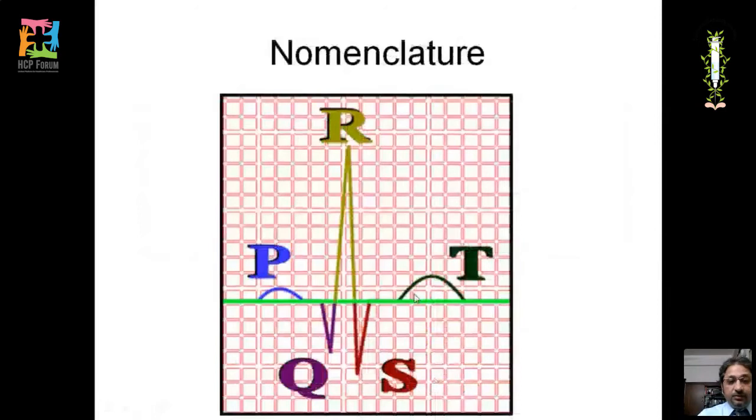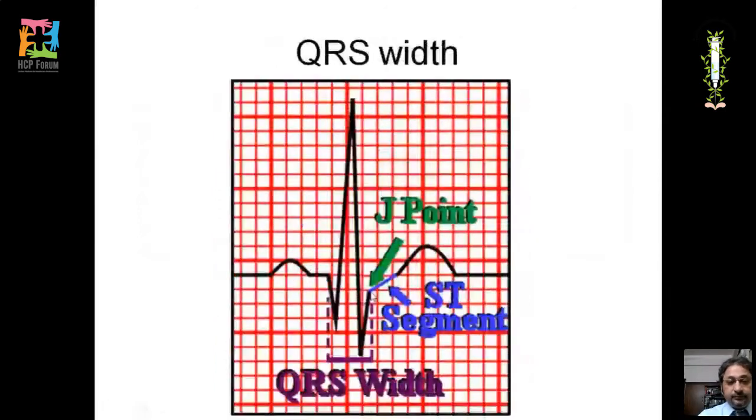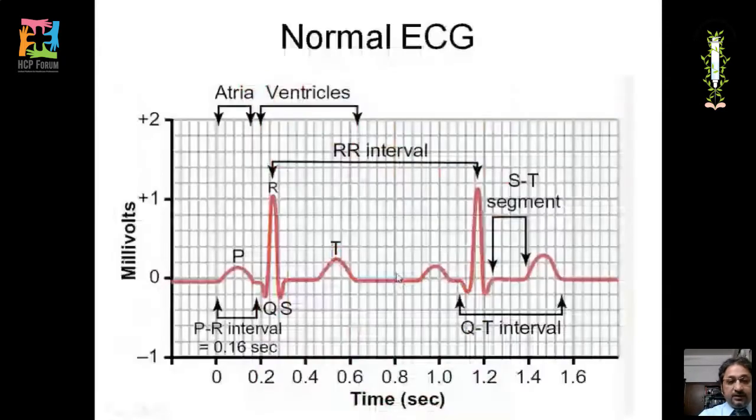So this is a magnified view of the PQRST. This is the PR interval. This is the J point, so it's a junction of the QRS and the ST segment. And the ST segment starts at the J point and ends at the start of the T wave. These are the PR intervals, RR intervals, and the QT intervals, already discussed.